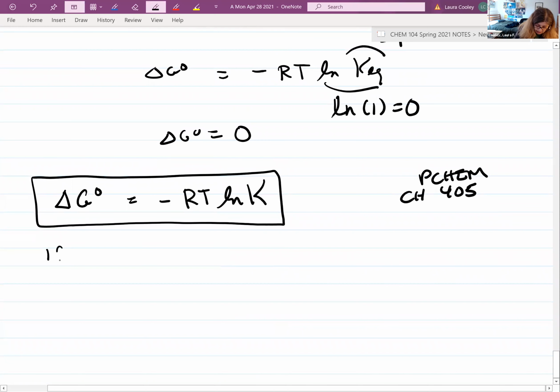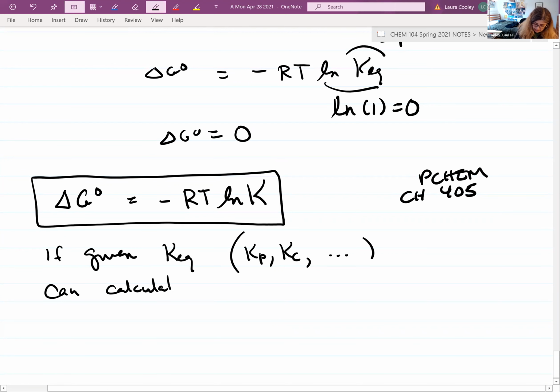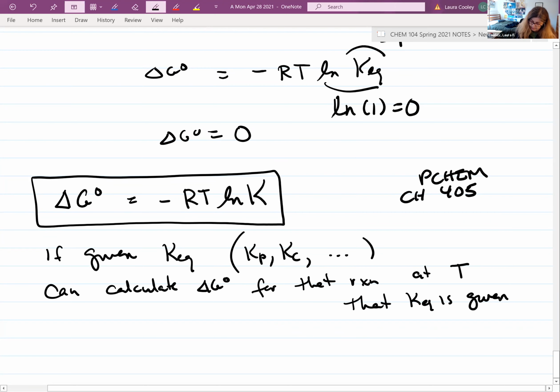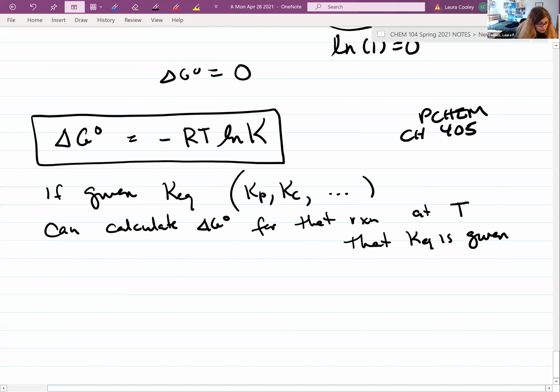So if we're given a K equilibrium, either a Kp or a Kc or whatever, we can calculate a delta G zero for that reaction at the particular temperature that the K is given at. Okay, so let me show you just an example of this.